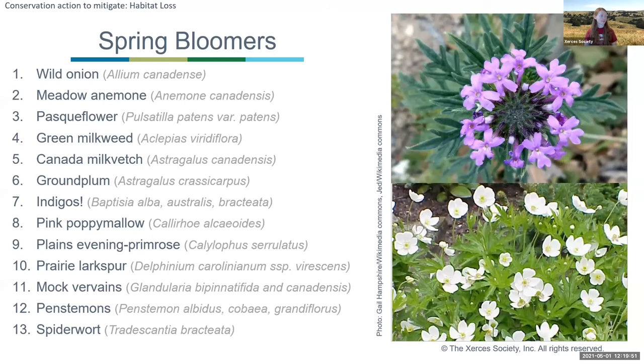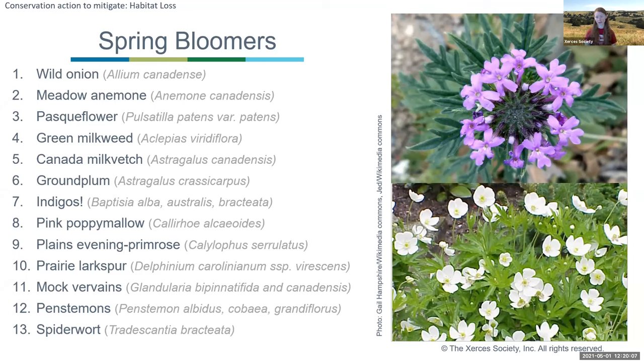And then we have some more spring bloomers, a little bit lower to the ground, not the trees and shrubs, doesn't have to be giant. Wild onion, passionflower, milkweed, milk vetch, poppy mallow, indigos.